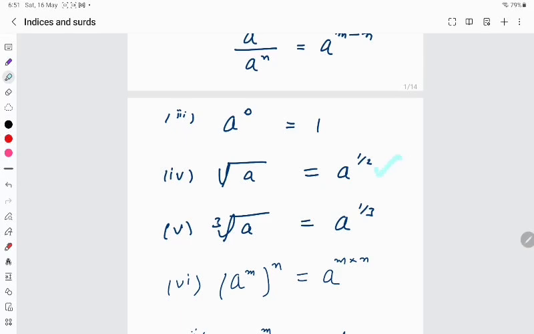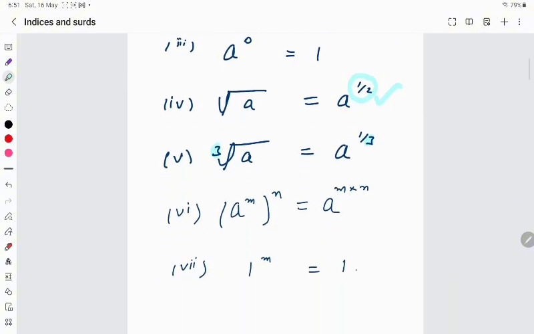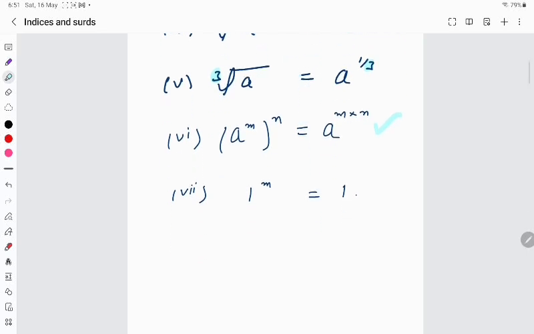And if there is an index, this small 3 or whatever number is appearing here, then you will write the reciprocal, 1 over that number. Otherwise, it remains 1 over 2 for a simple square root. Power raised to the power gets multiplied. 1 raised to the power any number is 1.